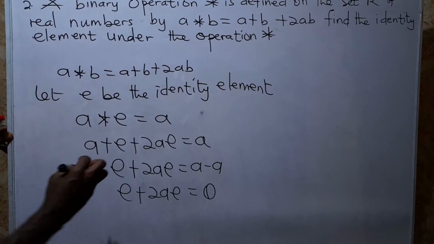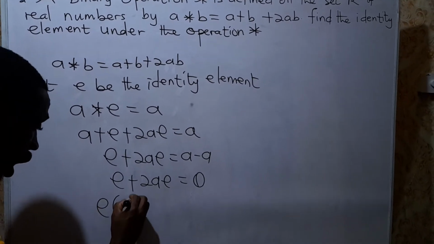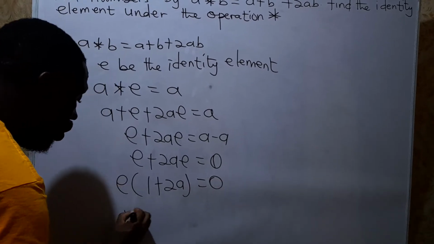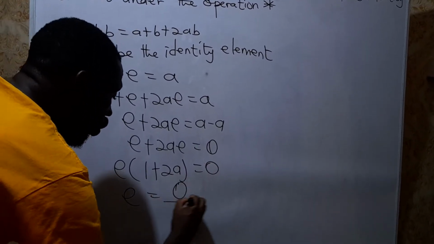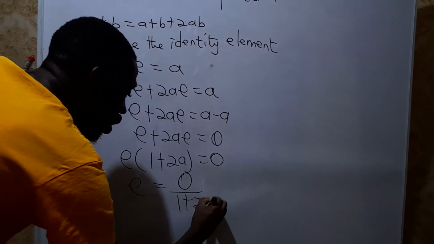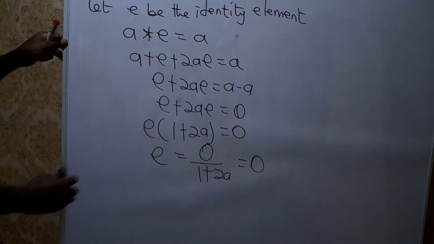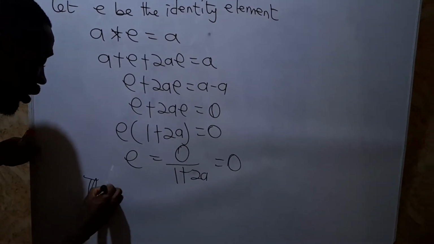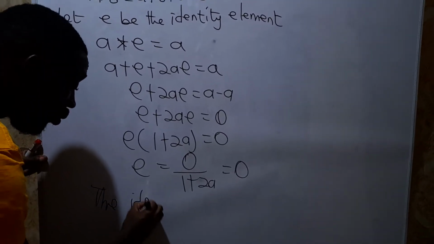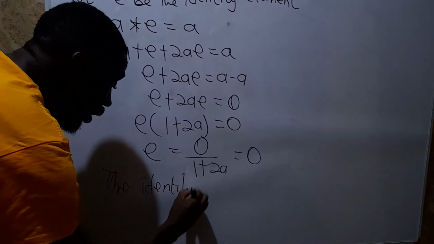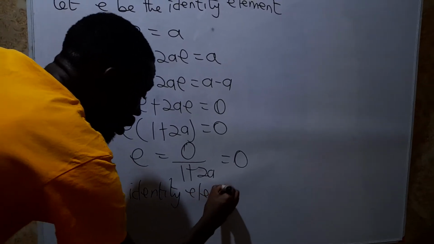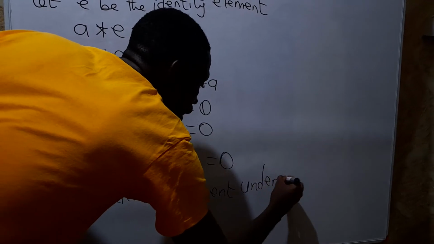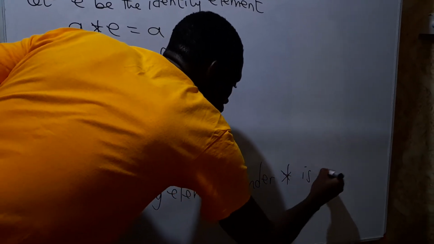What's common here? E is common. We can bring it out. So E out, 1 plus 2A is equal to 0. So E is equal to 0 over 1 plus 2A, which is equal to 0. So you can see that the identity element under the operation star is 0.